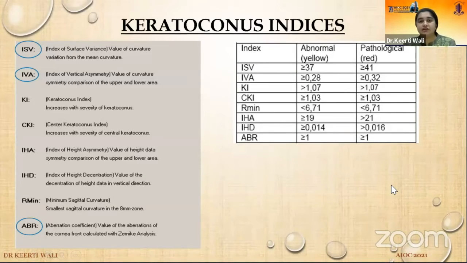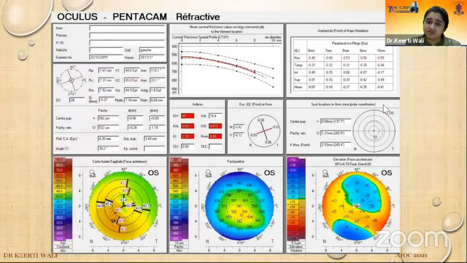Okay. The next thing we all see is the keratoconus indices. They are given differently in different machines. And the most important indices among them are the index of surface variance, ISV, index of vertical asymmetry, IVA, and the aberration coefficient, ABR. Okay, we don't have to remember these values because the abnormal values are shown in the report in yellow color and pathological values are marked by red color. So the colors itself will alarm us.